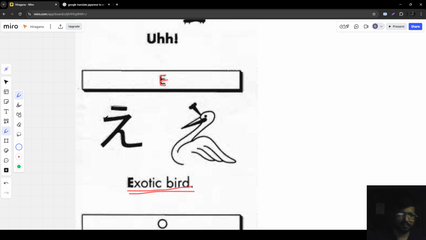इस कैरेक्टर को इस विजुअल से मैच करना है। यू नो कैसे मैच करें?